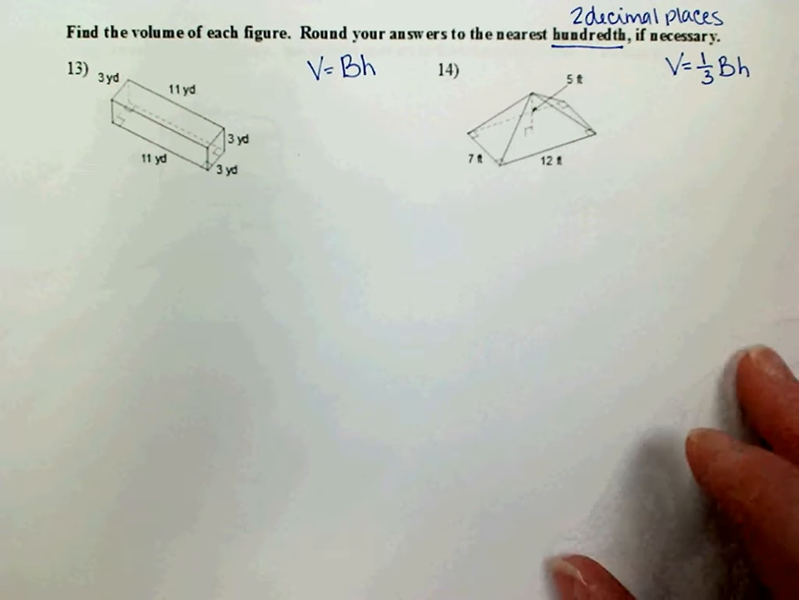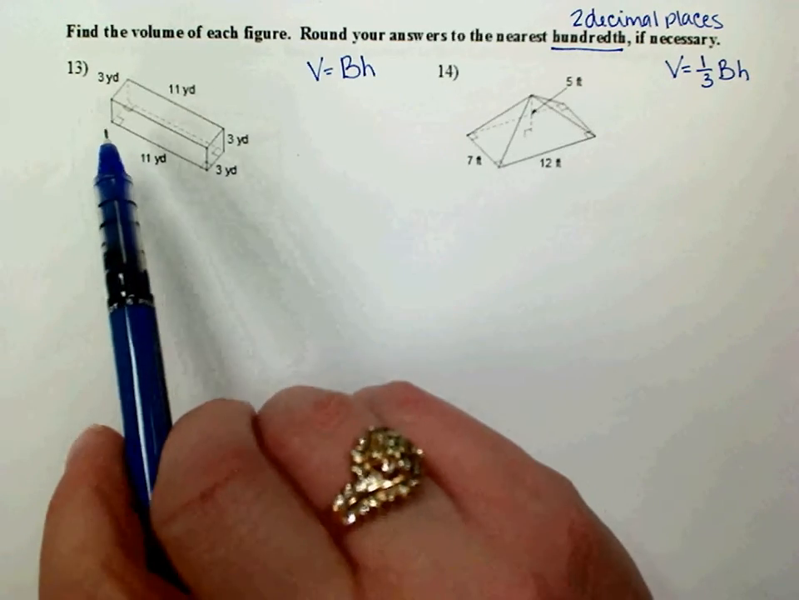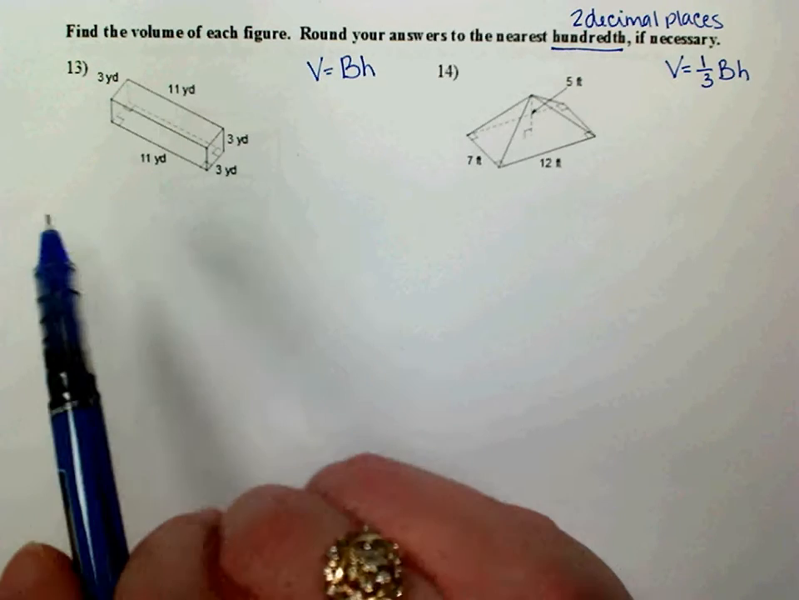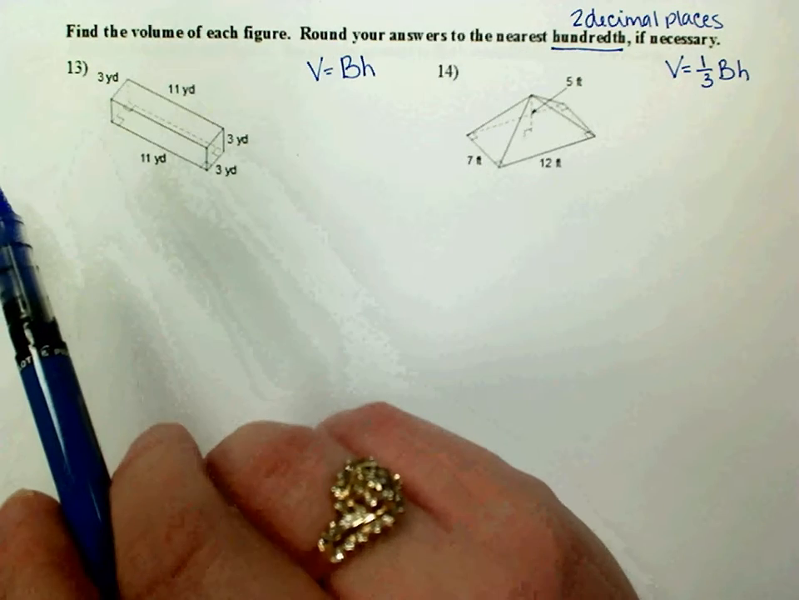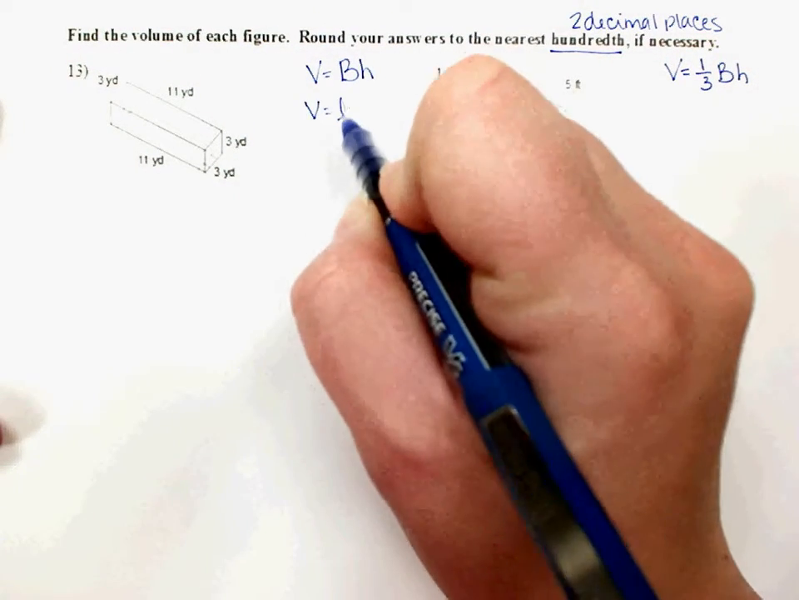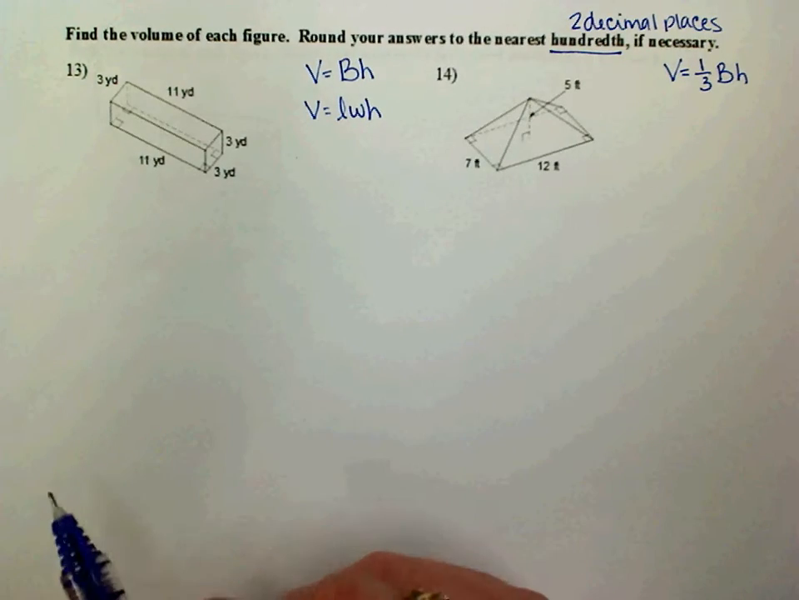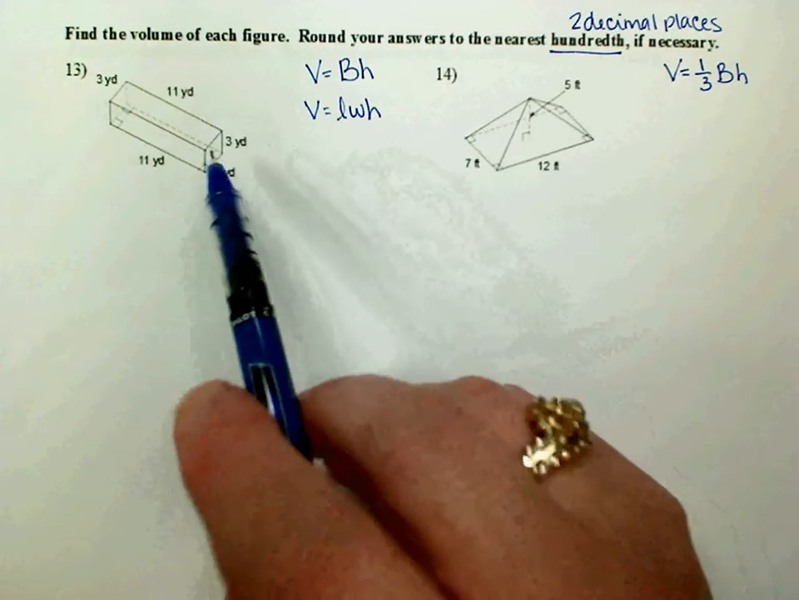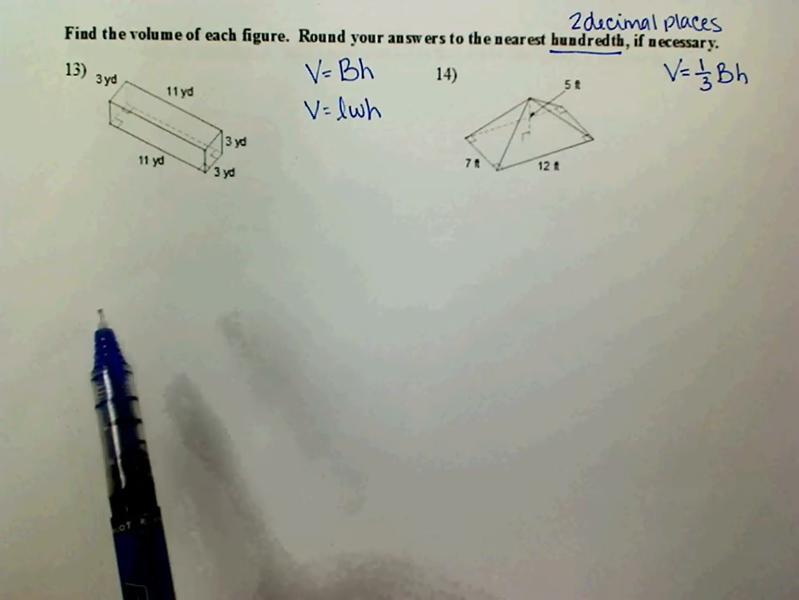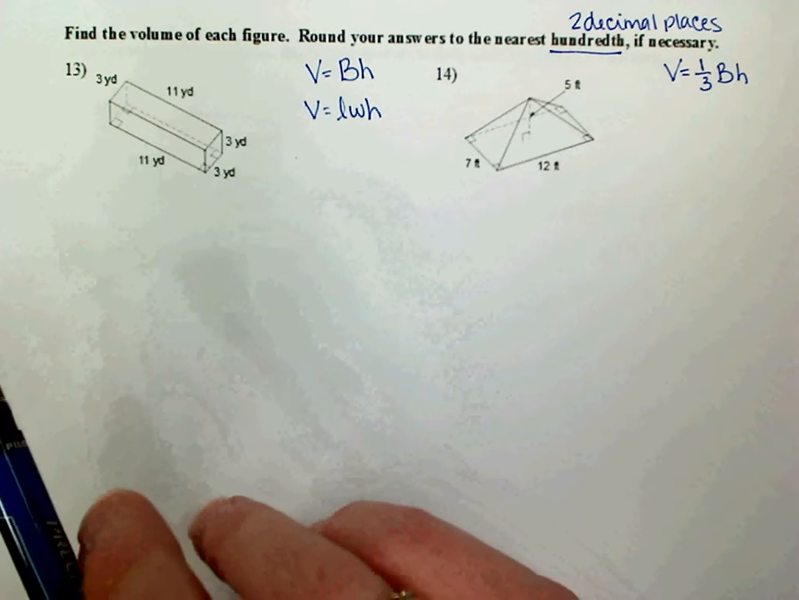So number 13 is a prism, it has 2 bases. With this, since they're all rectangles, and a square is a rectangle, it really doesn't matter which of those rectangles you call your base. So we know to find the area of a rectangle, it's length times width, and then we're multiplying by the height of the prism. So the formula for the volume of a rectangular prism is length times width times height. Since that's all multiplication, the order does not matter, so it doesn't matter which one of these we call the length, the width, and the height.